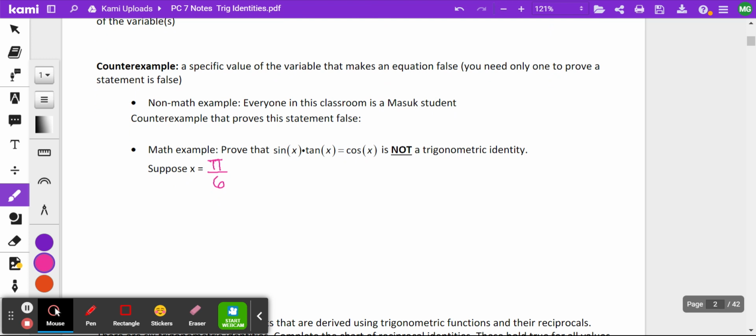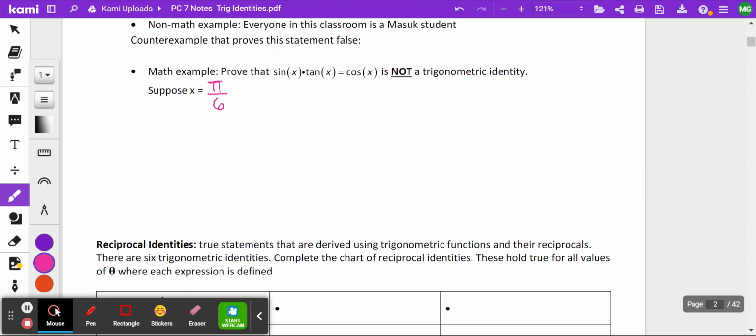And of course, a counterexample would be something that specifically shows that something someone might be saying is a trig identity is not actually a trig identity. We don't really do too much with this, but I wanted to give you an example. My example is that I want you to prove that the sine of x times the tangent of x equals the cosine of x is not a trig identity. And I'm asking you to suppose that x is pi over 6.